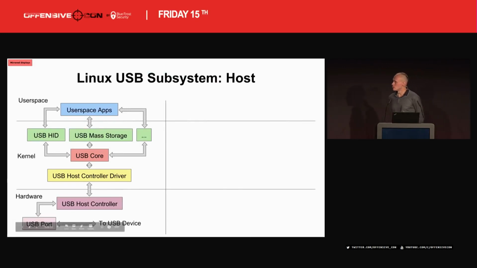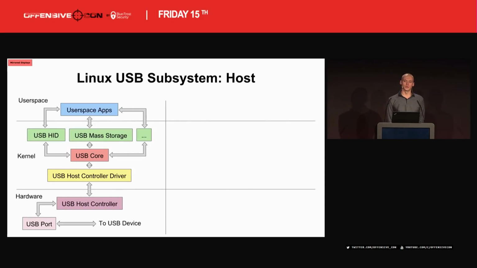This is a picture of how the Linux USB subsystem looks from the inside. I'd say this is easier to read from the bottom to top. We have 3 layers in this picture: the hardware layer, the kernel layer, and the user space layer. And on the hardware layer, we have the USB port. That's where we plug in our device, right?